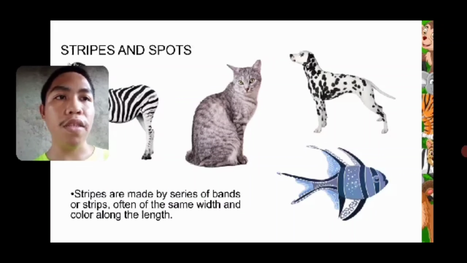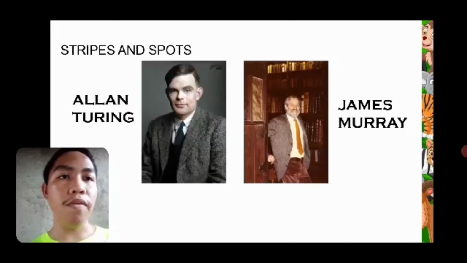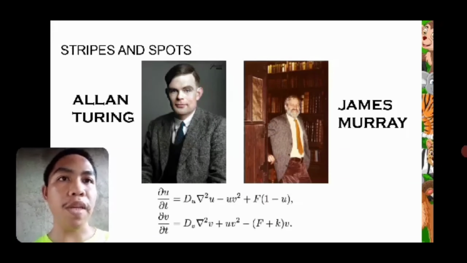Alan Turing and James Murray made formulas to explain the stripes and spots in animals: the activator and the inhibitor. The activator stimulates production of both substances. The inhibitor slows production down.